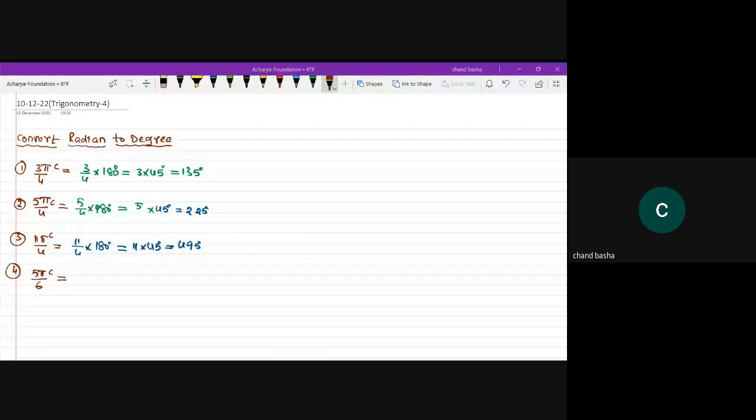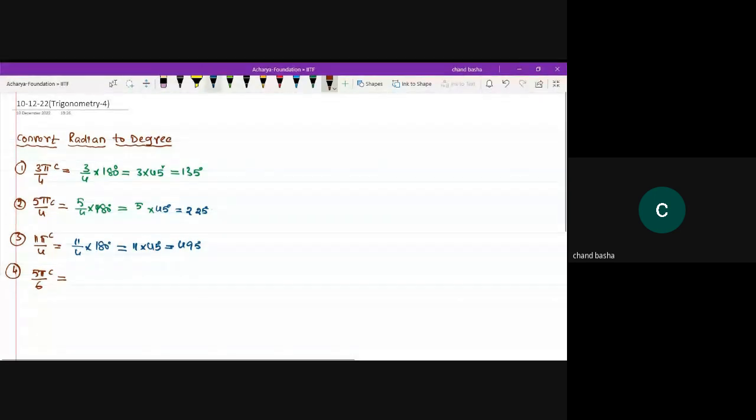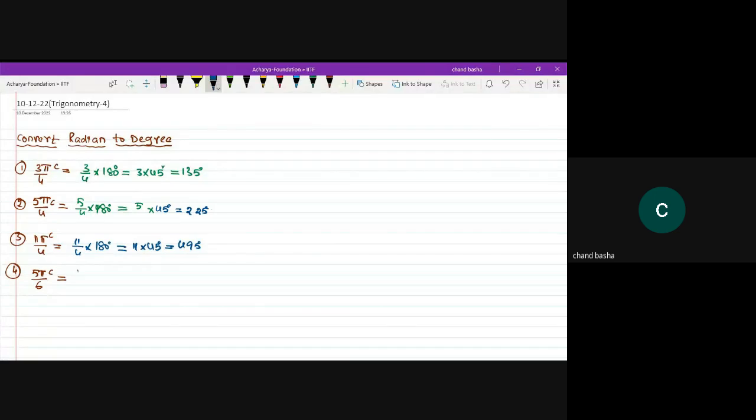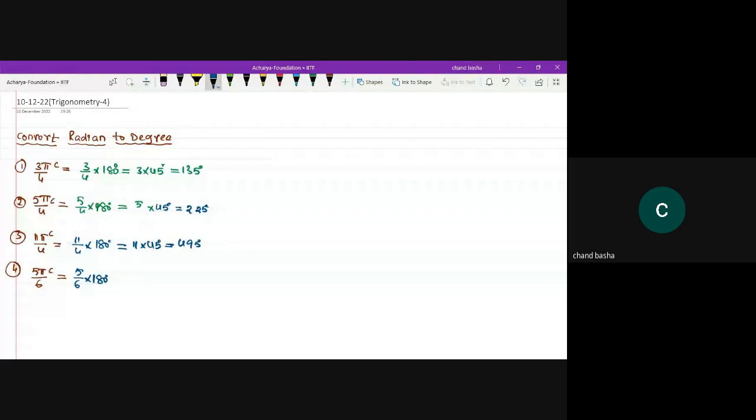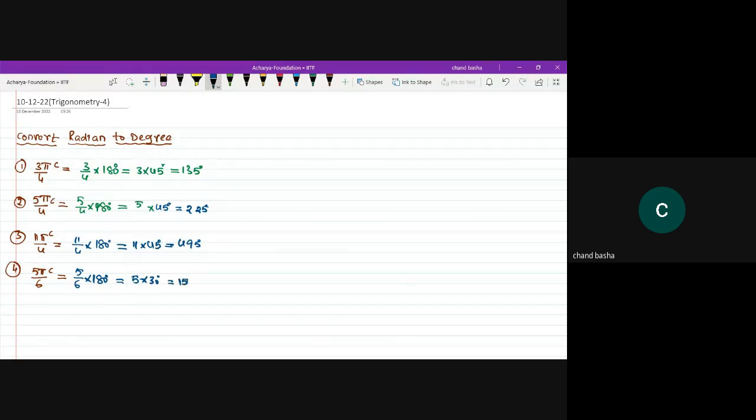Arshal, very good. Shashank, Vikram, Inesha, Snehit, Bharat. Yes, very good, guys. 150 degrees. Just replace this: 5 by 6 into pi value is 180 degrees. 180 divided by 6 is 30. 5 into 30 degrees, 150 degrees. So I'll ask anything for conversion. You can make use of pi is equal to 180 degrees and proceed.